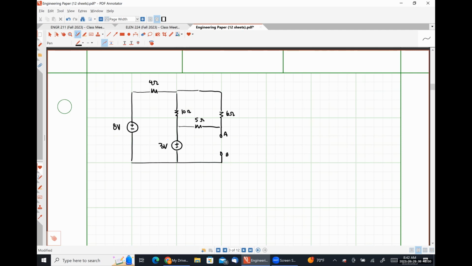And our goal is to find VTH. Let me explicitly say plus on top, I Norton, direction down, and RTH with respect to terminals A and B. So which quantity do you guys care to solve for first?